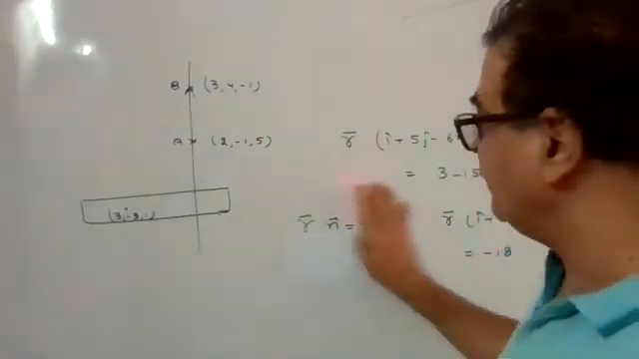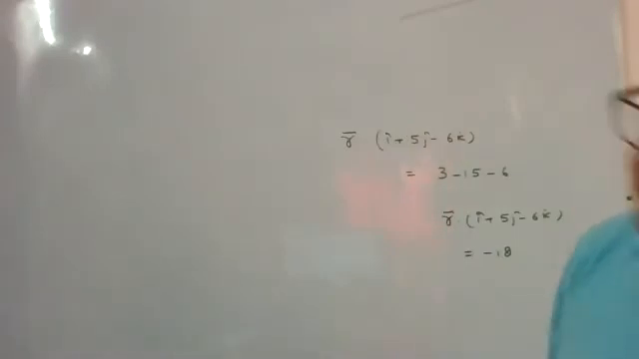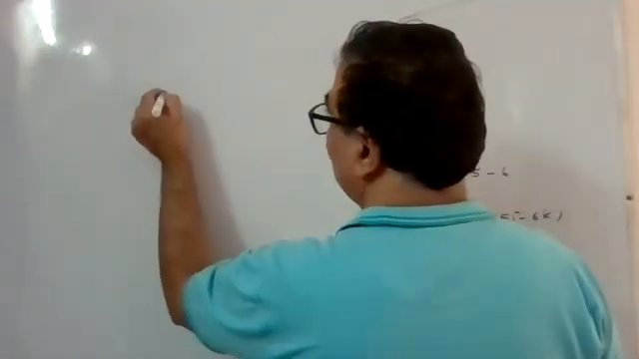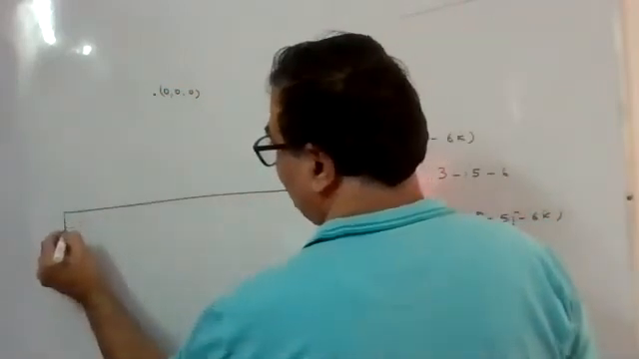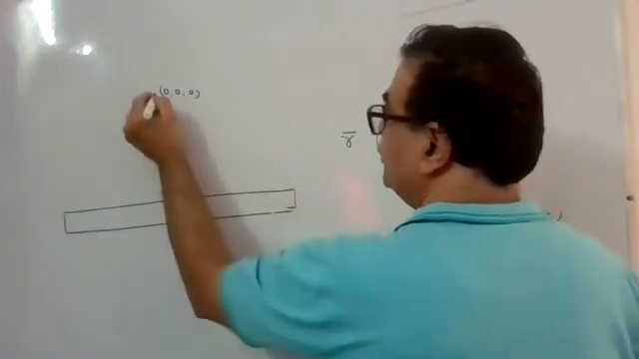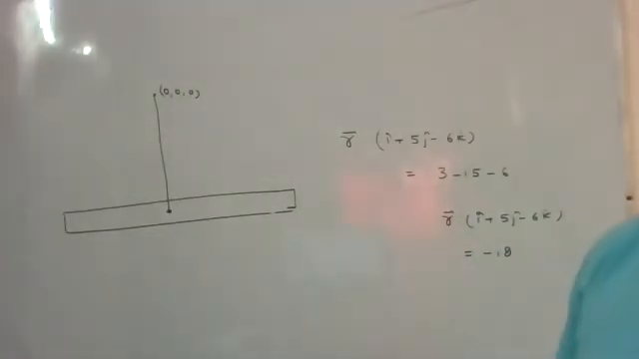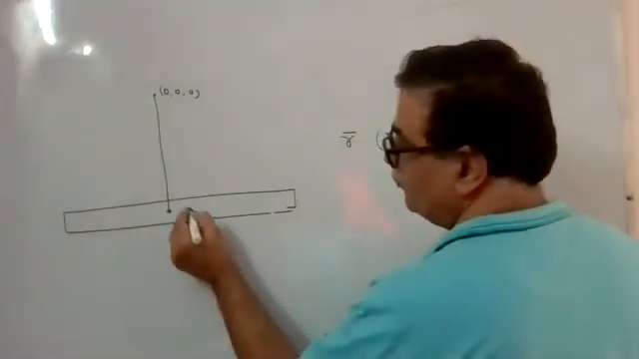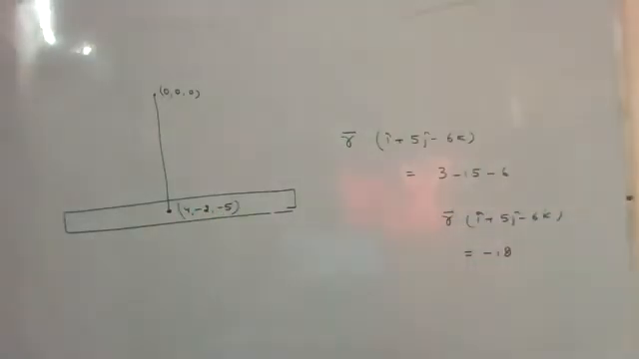The foot of the perpendicular drawn from the origin to the plane is (4, minus 2, minus 5). Find the equation of this plane.